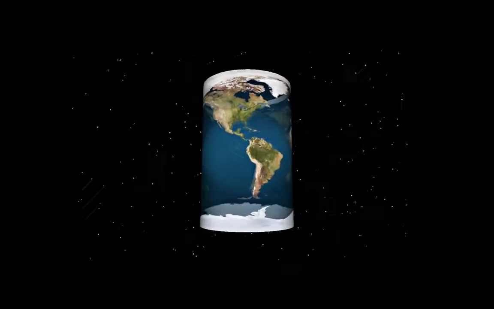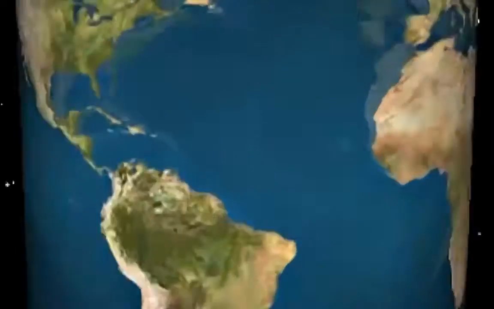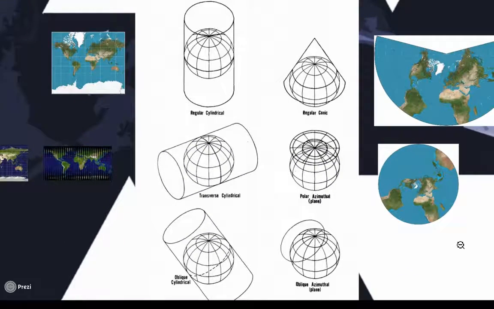Now, a cylinder is not the only surface that we use. We could also use a plane or a cone, and together these are the three main projection surfaces. We could also play with different alignments of the globe and the projection plane. If we align the cylinder horizontally, we call that a transverse cylindrical projection. If we align it at an angle, we call it an oblique cylindrical projection.